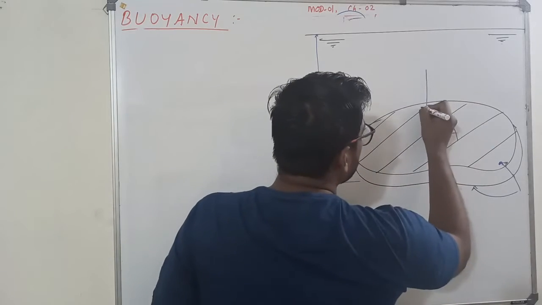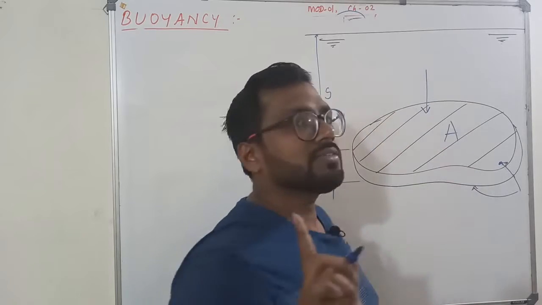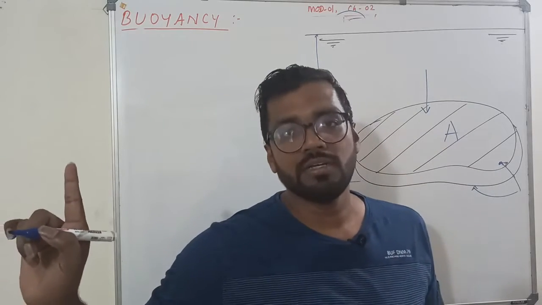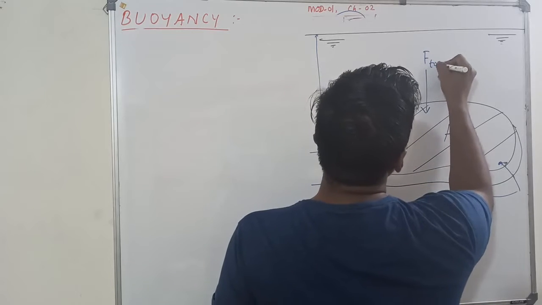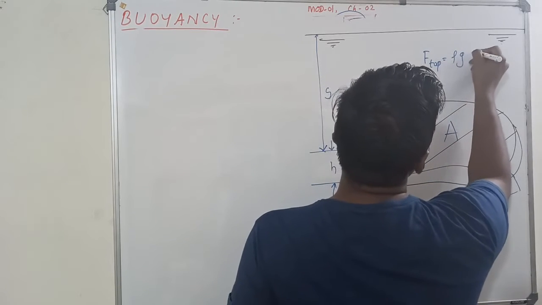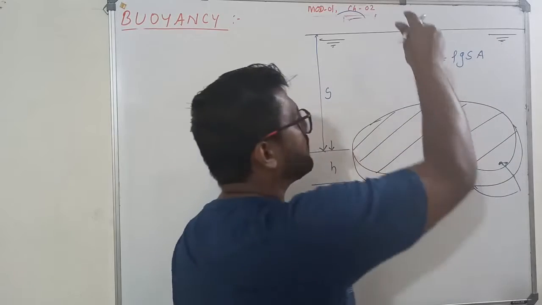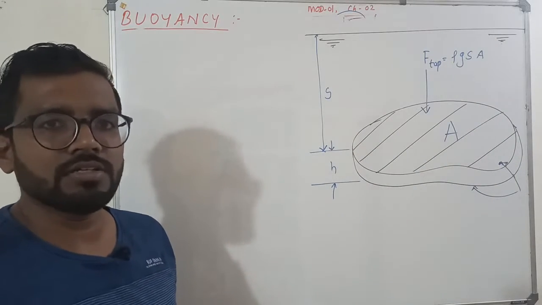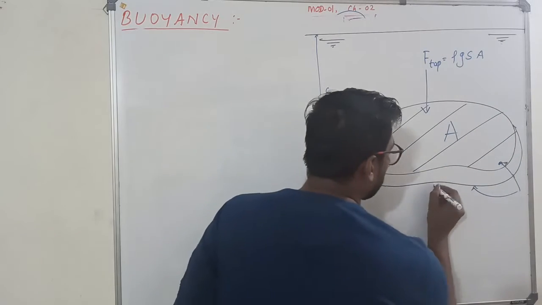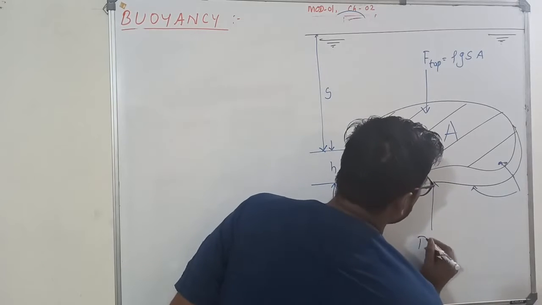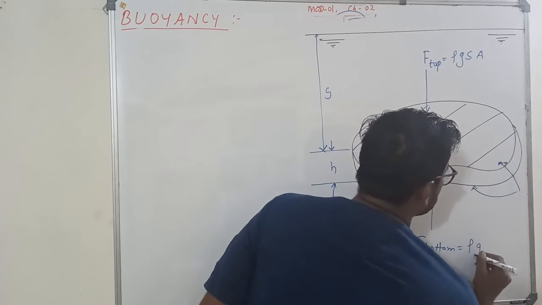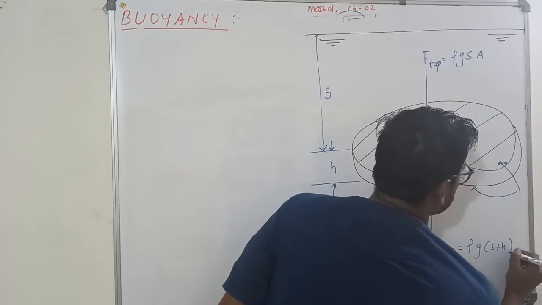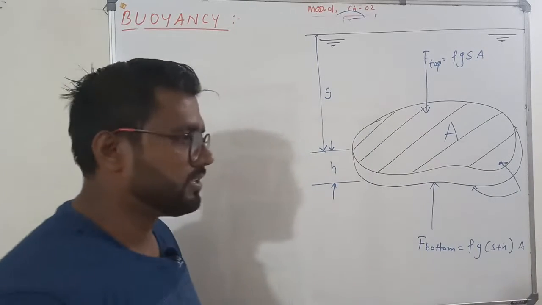So the pressure force acting here, we have already discussed these hydrostatic forces. So what will be the hydrostatic force on the top? It will be rho g S A, where S is the distance from the top. And we know the force on the bottom side will be more. How much will be F bottom? It is rho g (S plus H) into A.